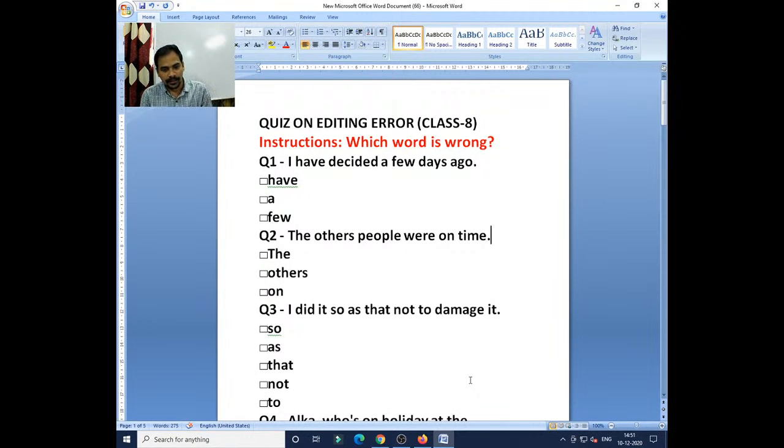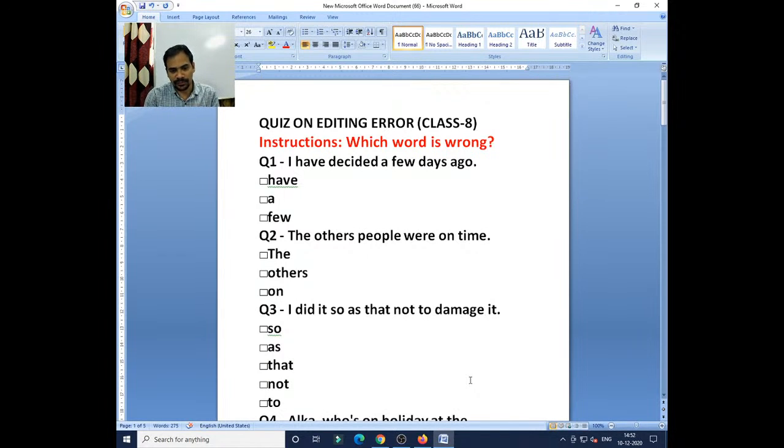Okay. So let us see how many of you are able to solve the 20 questions I have, and we have to see the correct one here. Then we'll discuss the answer also, why it happens so. You see here, quiz on editing error. This is for grade level 8, class 8. Instruction, you can read it out. Which word is wrong?